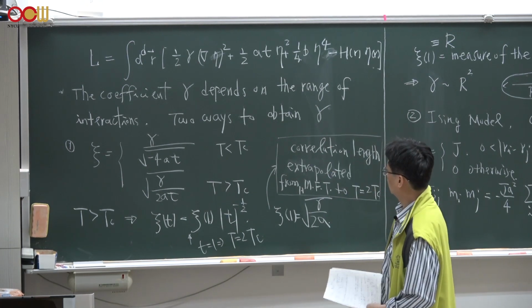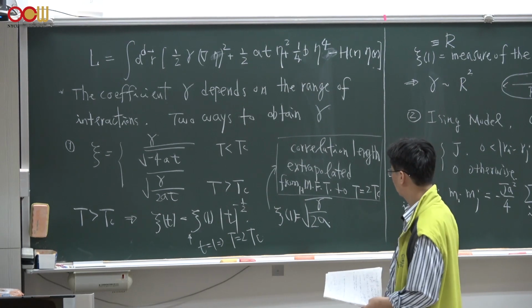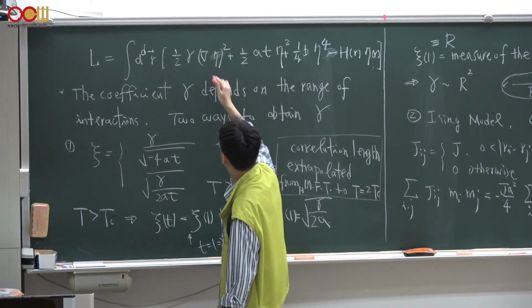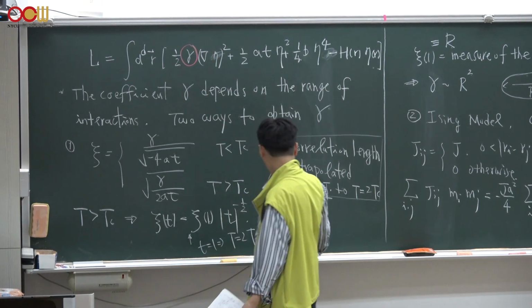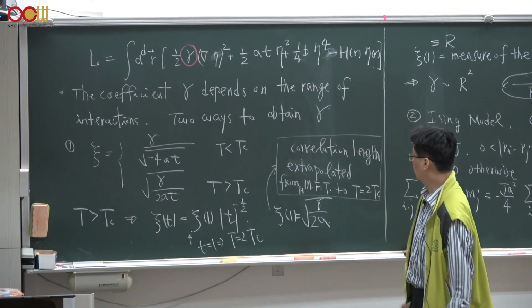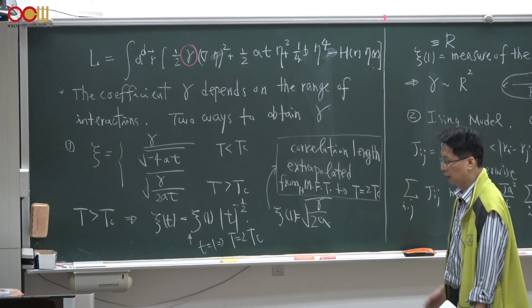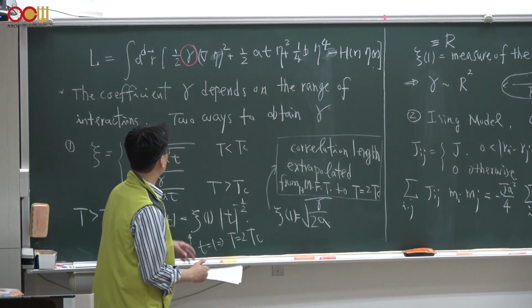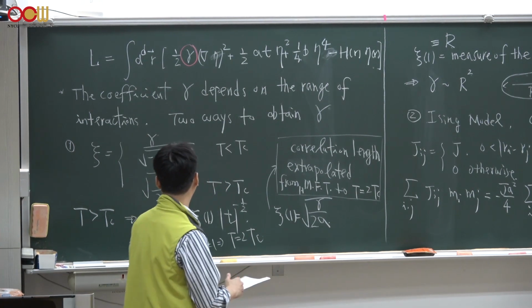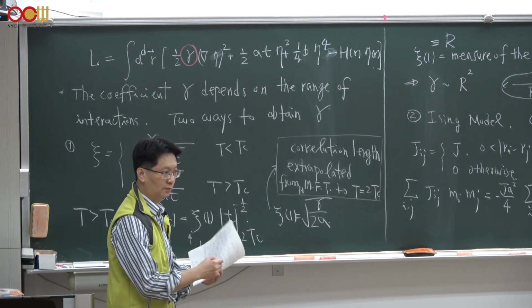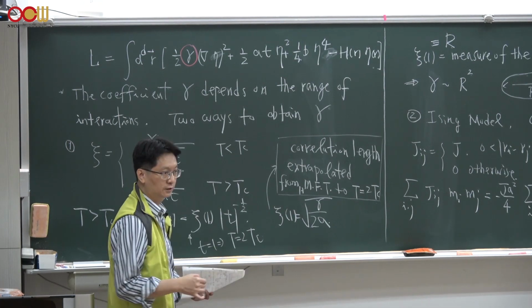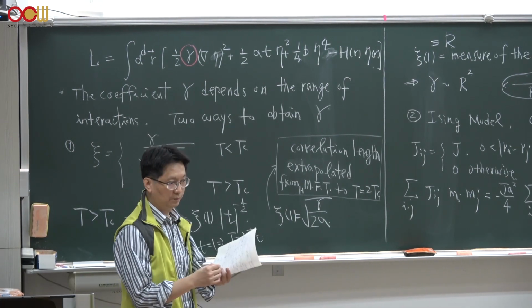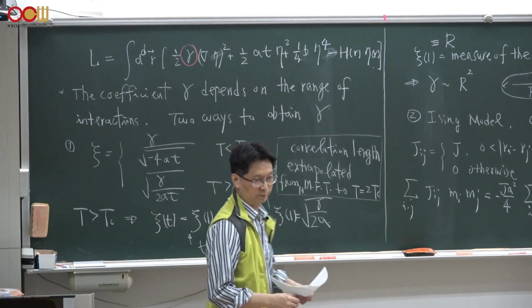The remaining issue is about the coefficient gamma in this Landau free energy expansion, the coefficient gamma in front of this gradient of eta squared. That coefficient has a physical interpretation: it has the meaning of a range of the interactions. For example, in the Ising system, this gamma is actually proportional to r squared, where r represents the range of the Ising coupling.